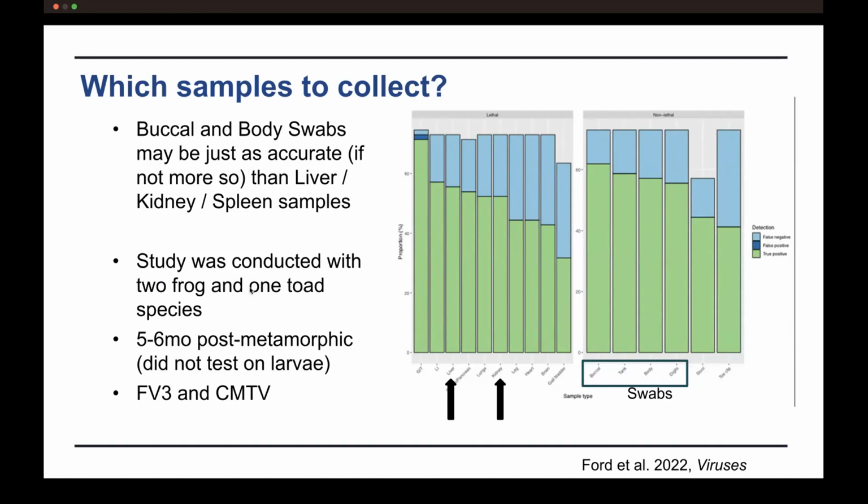So this at least provides some evidence that in these species of frogs and in post-metamorphic individuals with FV3 and CMTV, swabs might be just as good.